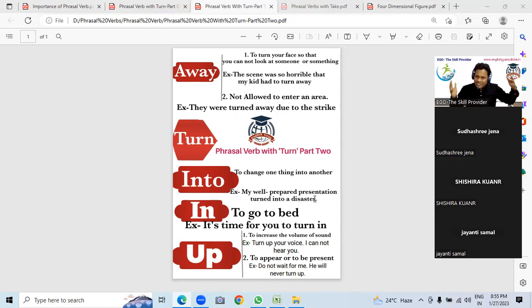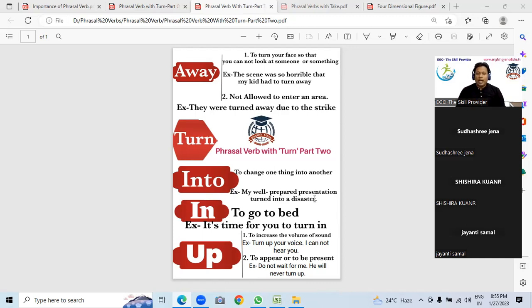So you can say, after placing the ice box in the hot sun, it will turn into water. Turn into means it converts, it changes from one thing to another. That is called turn into.